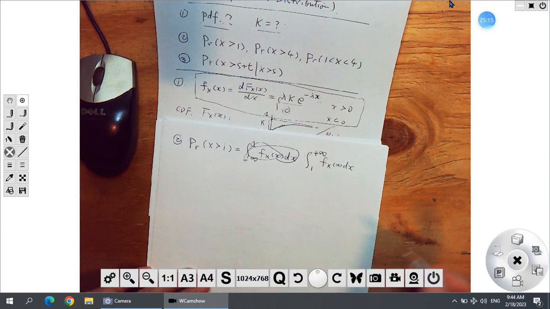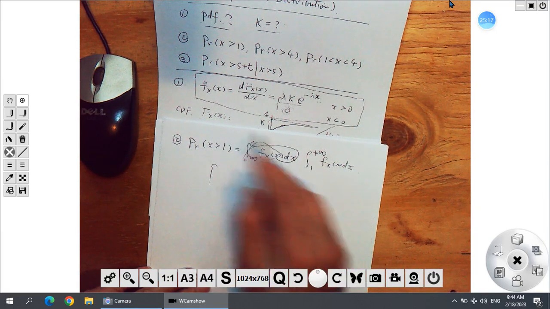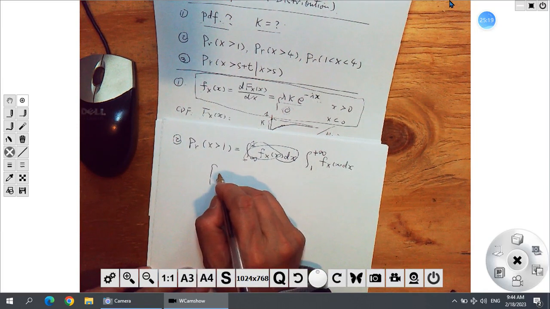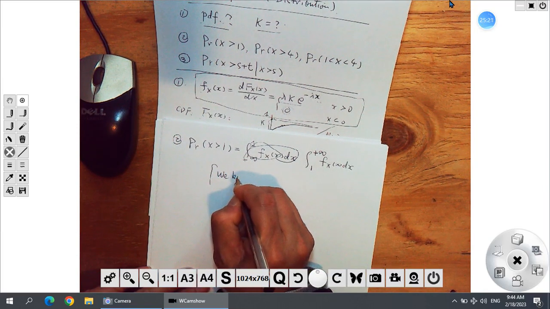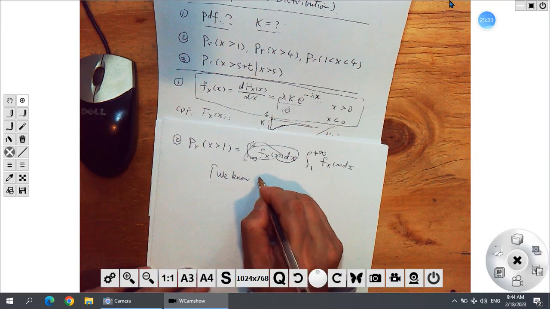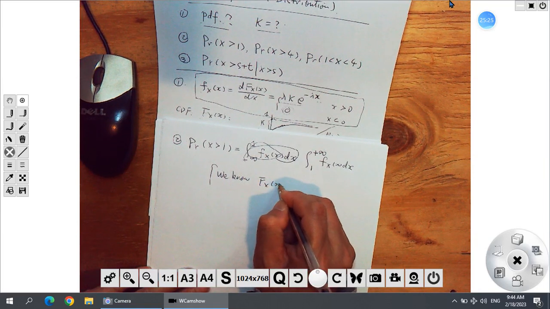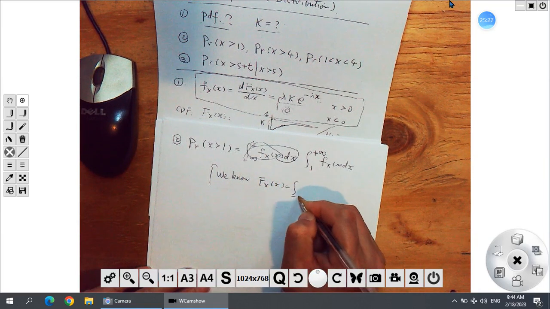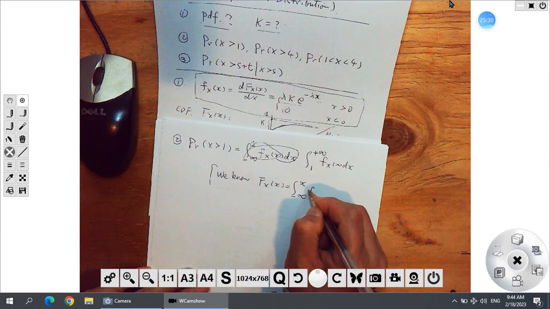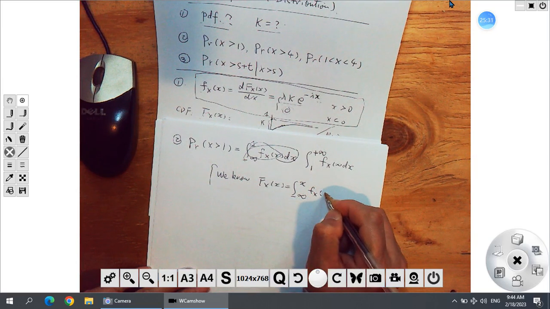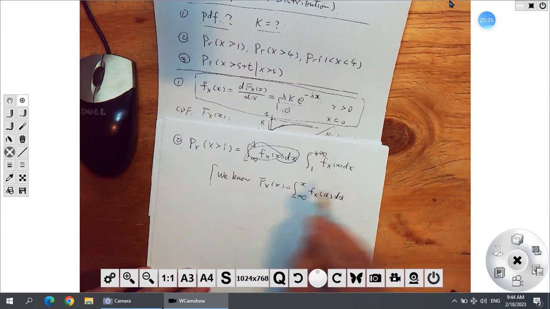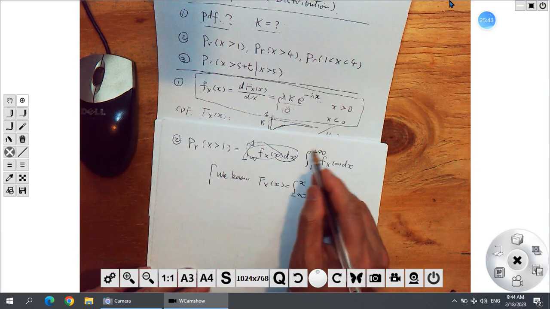But we know the relation between F_X and the PDF. We know F_X of x is the integral from negative infinity to x of f_X, and I use alpha here, d alpha, because it is different from this x. Okay, so we know this one, right?